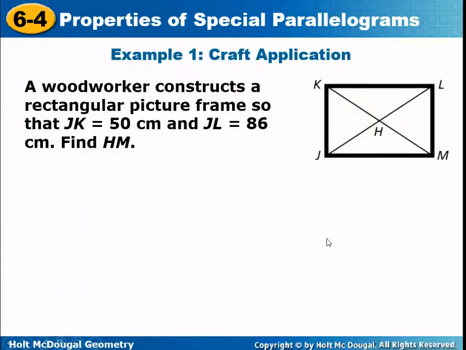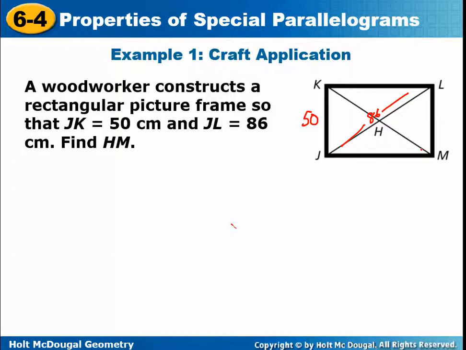All right, let's look at a problem. We have a rectangular picture frame, and this is JKLM, and it's a rectangle. It's given that it's rectangular, which means it's a rectangle, and they want us to know that JK is 50 centimeters, and JL, that's the diagonal, is 86, so from here to here. They want us to find HM right here.